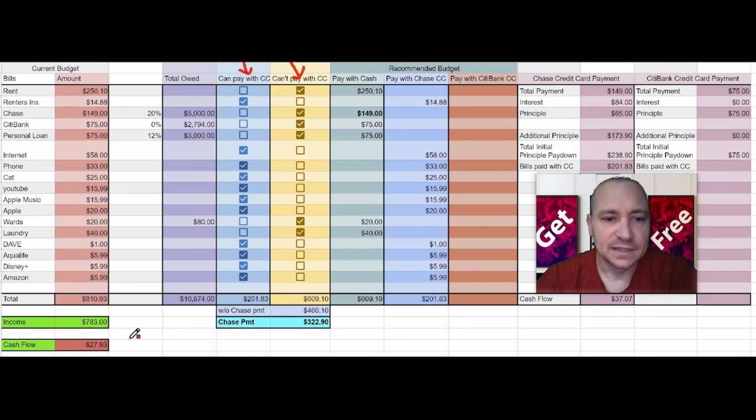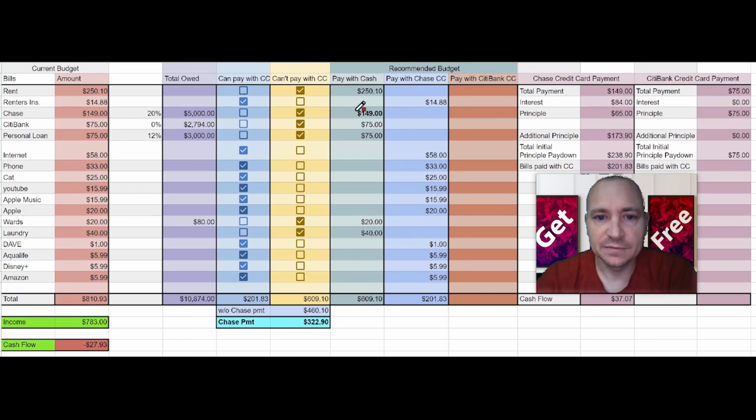Currently, that isn't what's happening. Some of them are getting paid with a credit card, but for the most part, this person is really struggling with trying to make all of their payments each month and have money to eat. So what can we do? What we want to look at is our total for everything that we have to pay with cash. Everything we have to pay with cash adds up to $609.10. Everything that we can pay with a credit card adds up to $201.83.